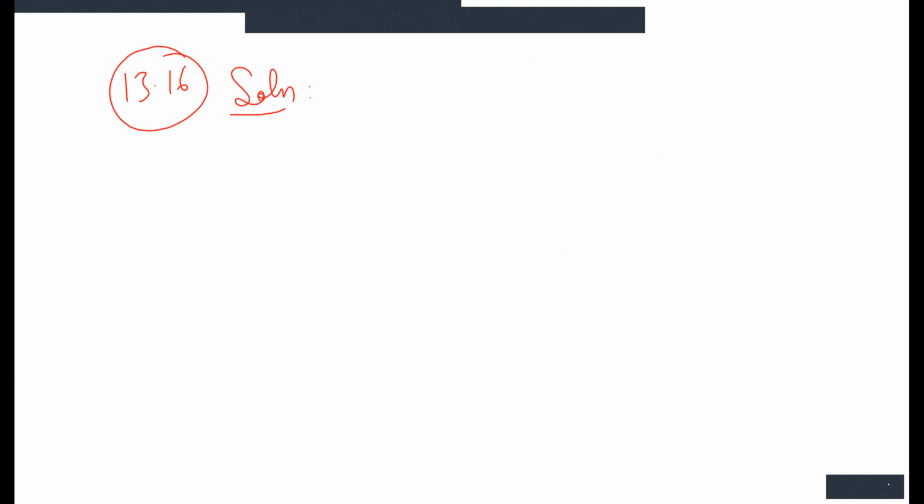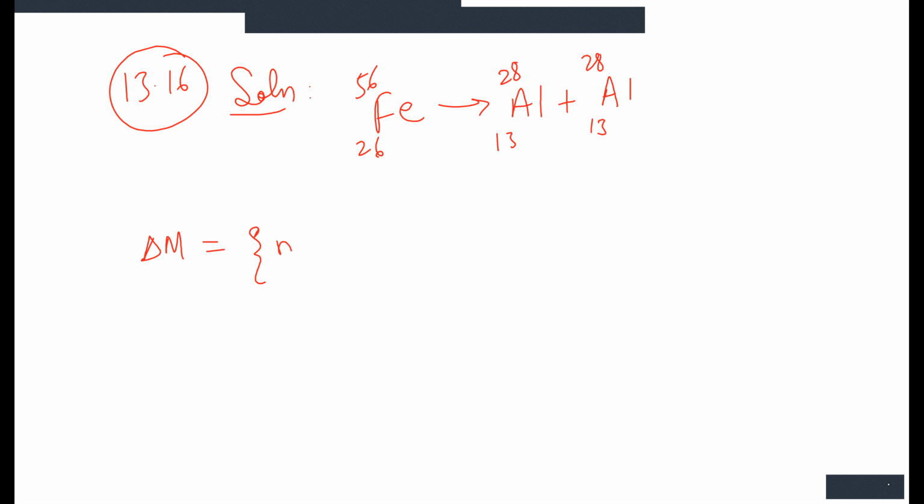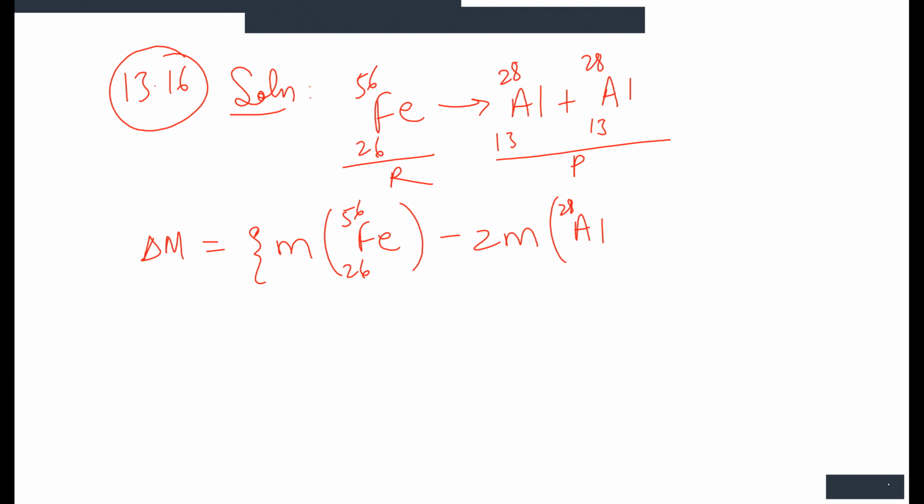So how to calculate this one? The given reaction is like this. Iron 56 undergoes a process and it is going to produce aluminum, 2 nuclei of aluminum. And we have to calculate the mass defect for this. It is calculated by using the formula delta M is equal to mass of iron 56, it looks like a reactant, minus the products. So 2 aluminum nuclei are there, 2 into mass of aluminum 28. So just substitute the values.